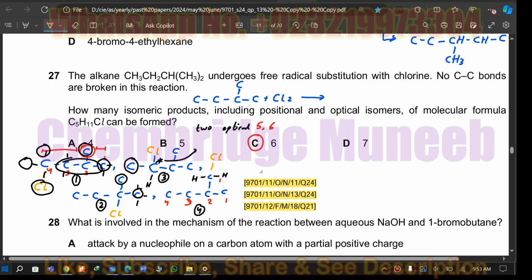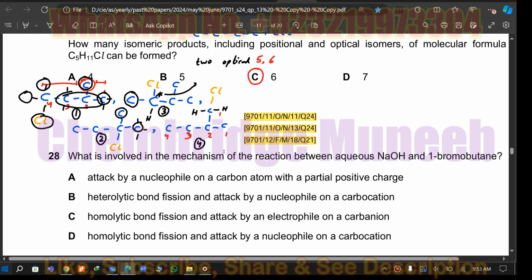Now the next question, number 28. This question has 3 different variants. It means this question is repeated 3 times in the past papers.